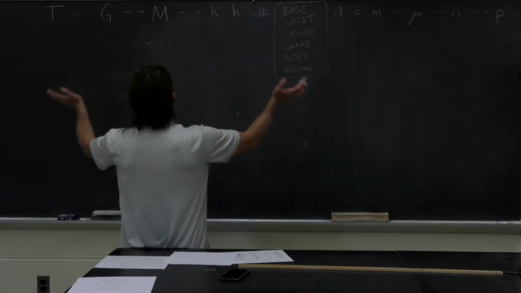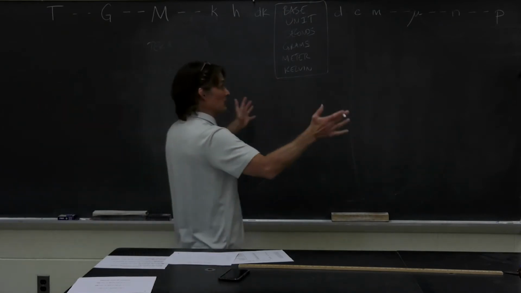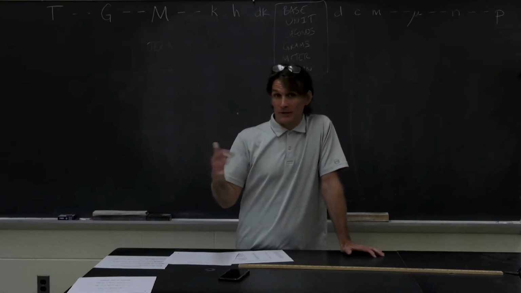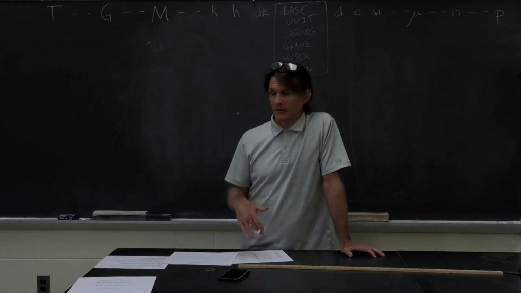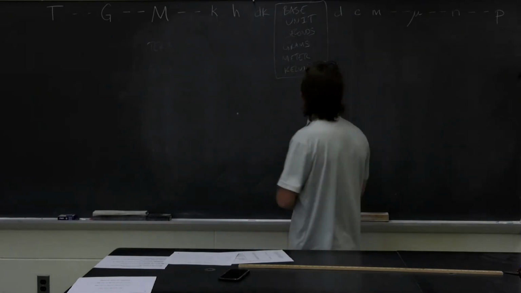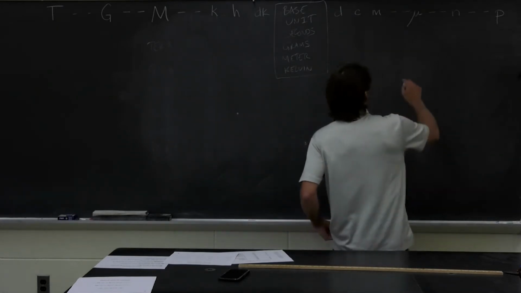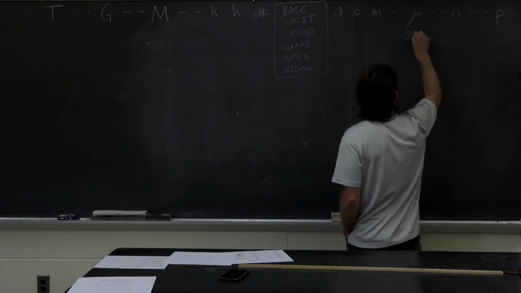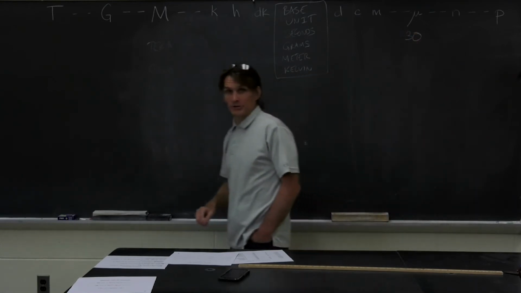And this is it. This is all you need to know to know how to convert one metric unit into another. So let's try this. Let's say, okay, Dr. K told me that the distance across a human hair was 30 micrometers.